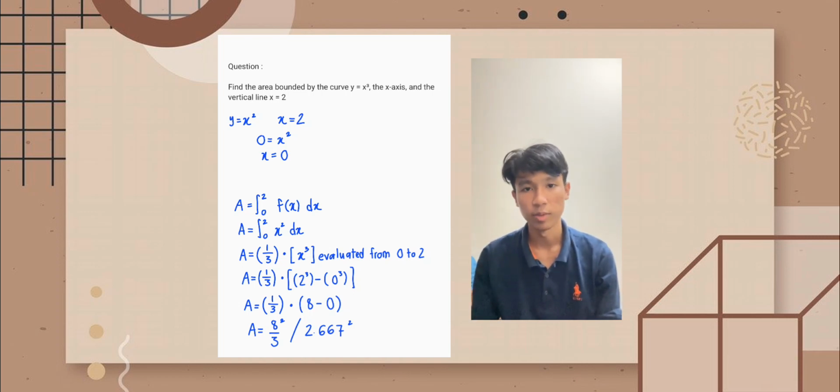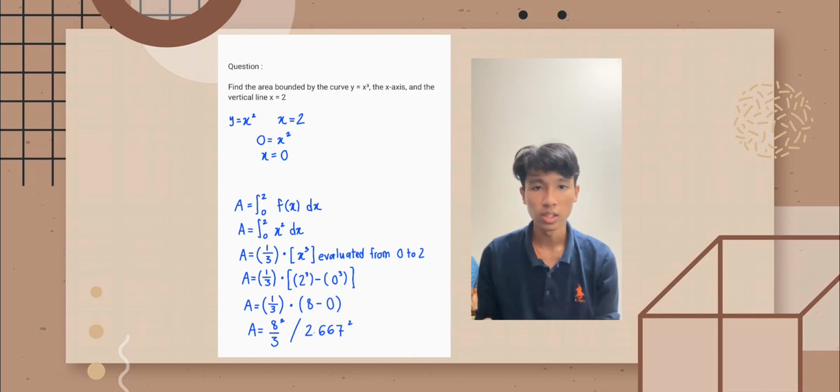Evaluating the integral at the limits of integration. A equals 1 over 3 times x to the power of 3, evaluated from 0 to 2. A equals 1 over 3 times 2 to the power of 3 minus 0 to the power of 3, and we get A equals 1 over 3 times 8 minus 0. The final answer is 8 over 3 square units, or 2.667 square units.